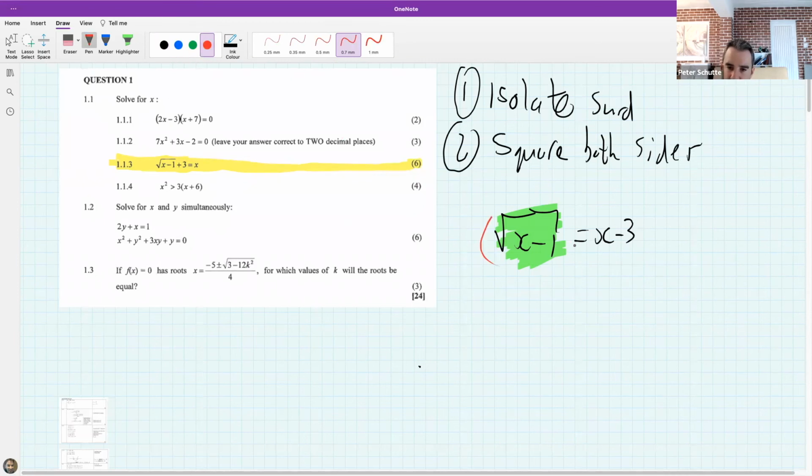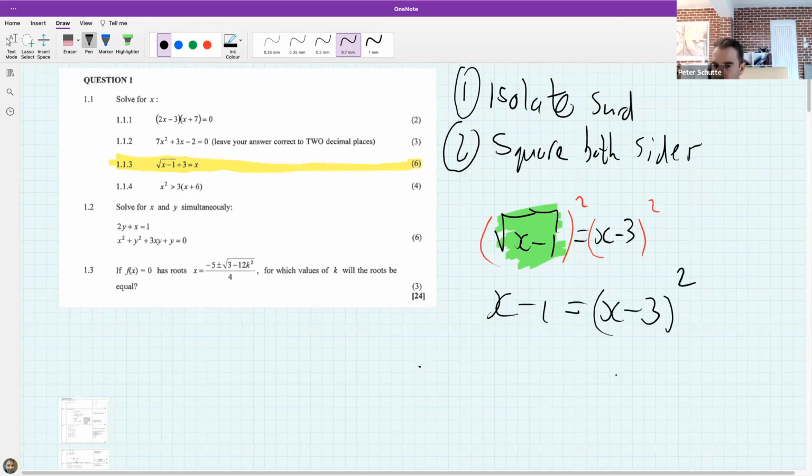So if we square both sides, it kind of looks like that. But what that means is the next line, we get that. And so now this is our surd equation. So now what's going to happen is you are going to have to expand this x minus 3, which is called a binomial squared. And there are some shortcuts for this.